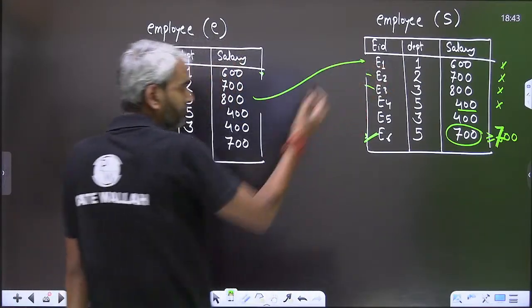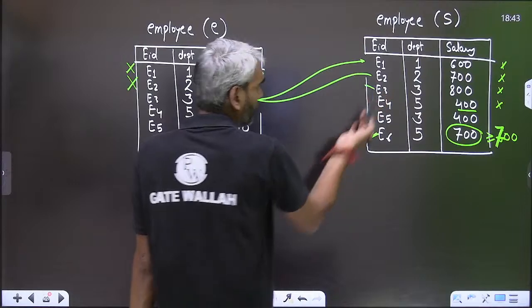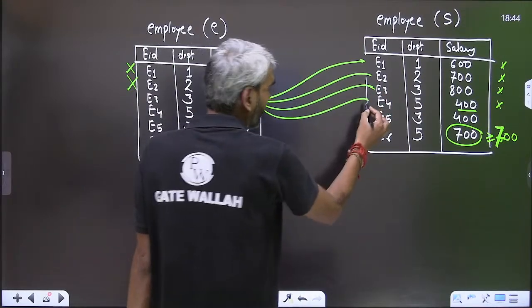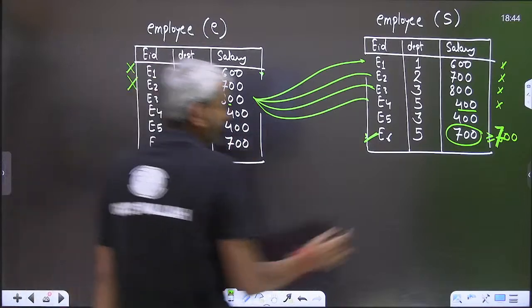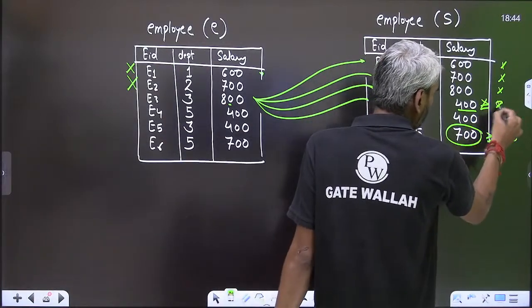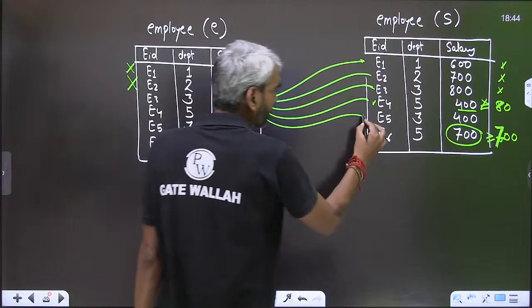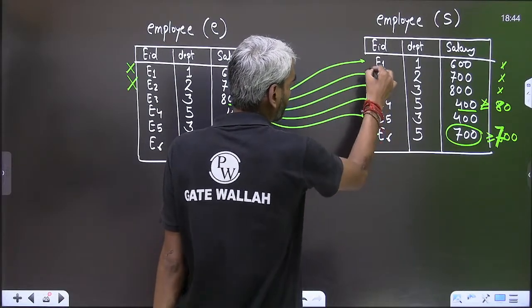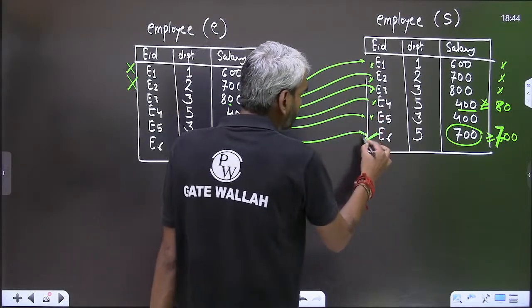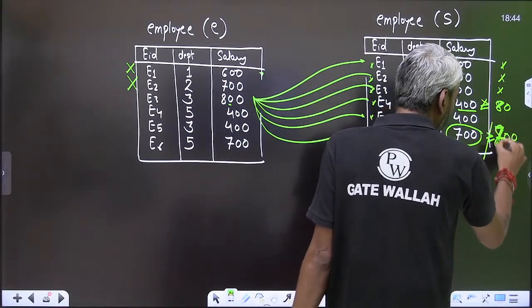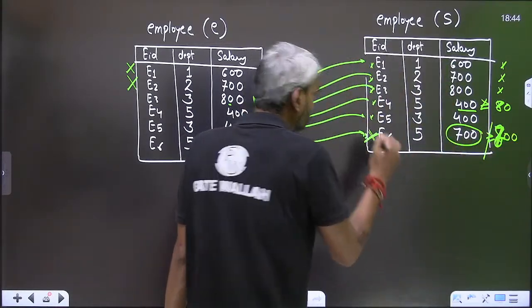Sir, department is not 5. Department is not 5. Here department is 5, but 400 is not greater than 800. Therefore, this is also not selected. Here department is not 5, not selected. Right here, the department is 5, so we'll go for the second condition, but this 700 is not greater than 800. Therefore, this tuple will also not get selected.